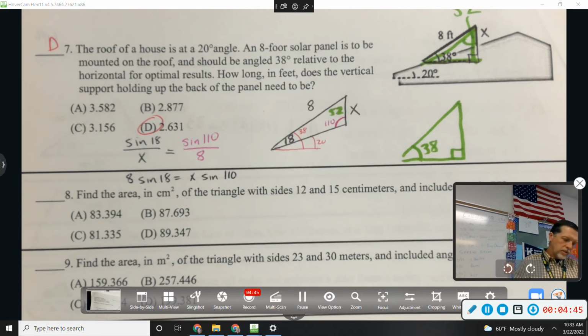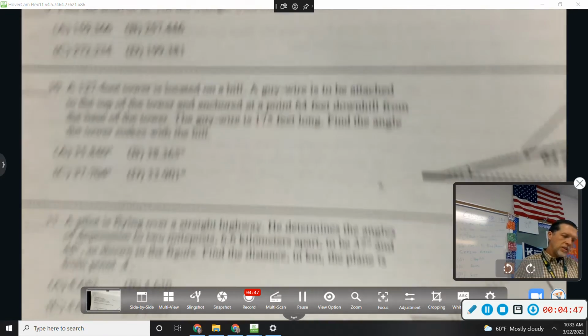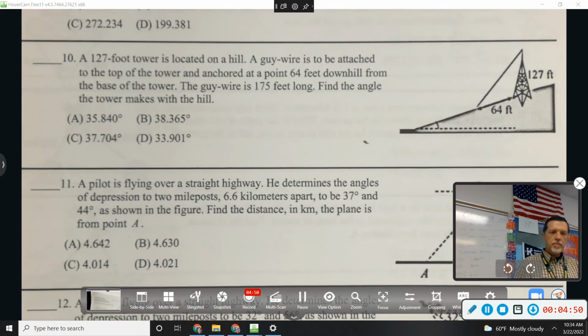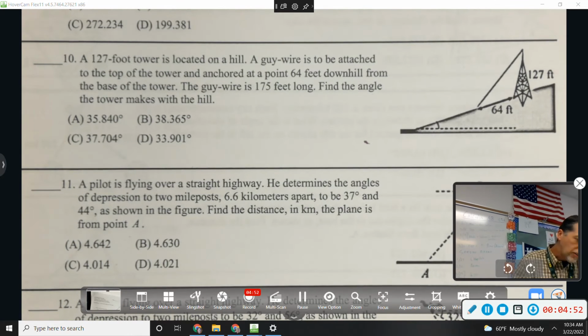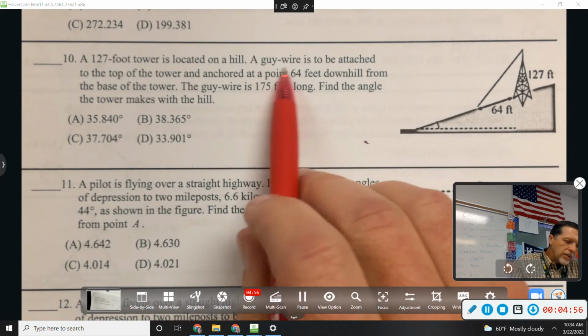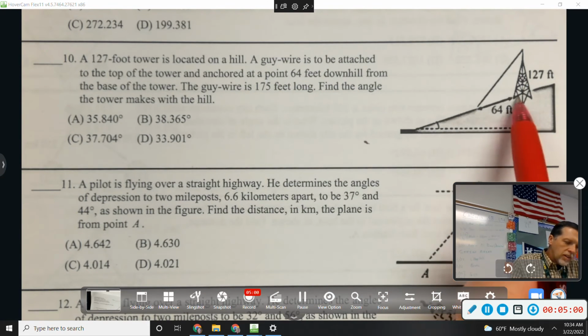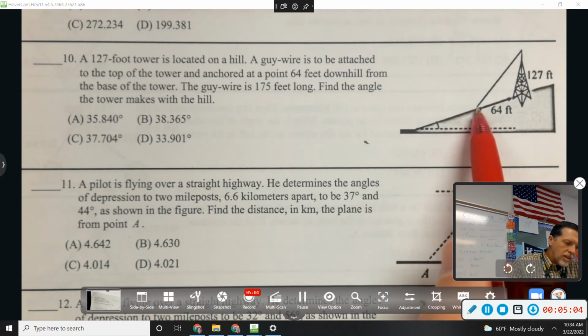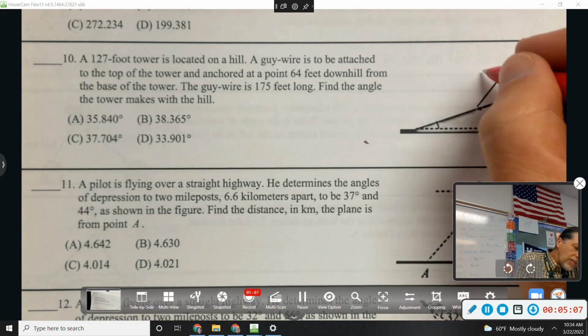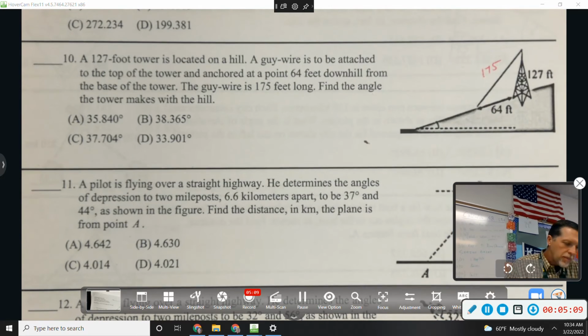Let's do another one similar to that. Number 10. A 127-foot tower is located on a hill. A guy wire is to be attached to the top of the tower, anchored at a point 64 feet downhill from the base of the tower. The guy wire is 175 feet long. Find the angle the tower makes with the hill.